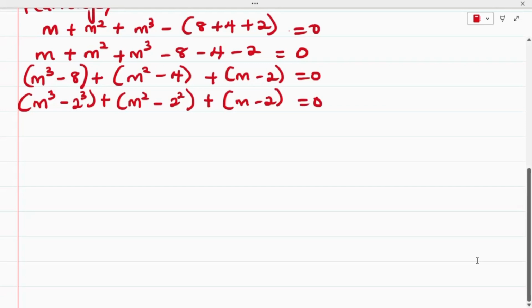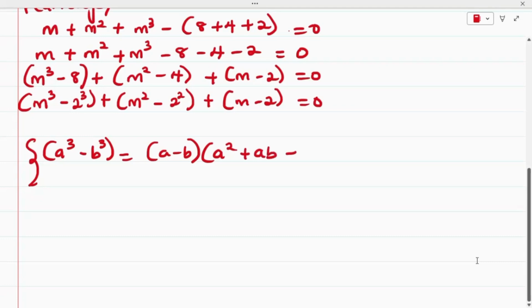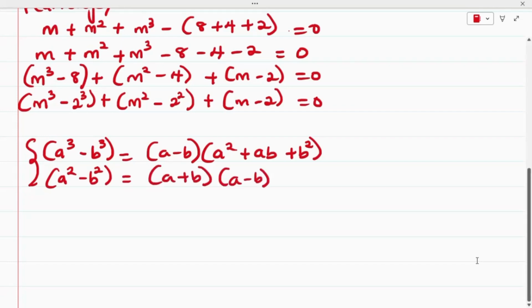So right here I want to apply this identity that says if we have a raised to the power of 3 minus b raised to the power of 3, this is equal to a minus b multiply a squared plus ab plus b squared. And if we have a squared minus b squared, this is equal to a plus b multiply a minus b. So we want to apply this property right here. And from here we have that a is equal to m and b is equal to 2.